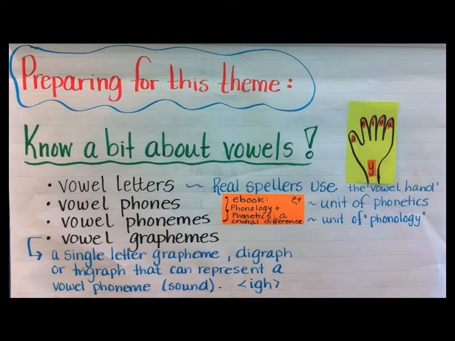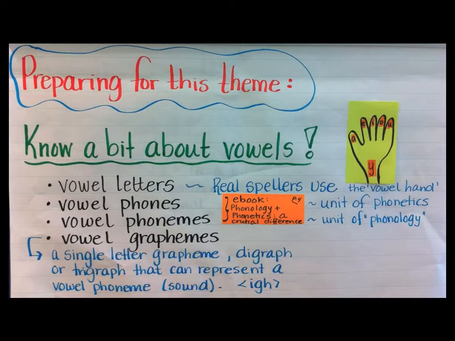Before you jump right into this theme, Melvin recommends that you consider a few things about vowels. First of all, there are 4 types of vowels that you need to keep in your head, and these are not the vowel letters alone. There's also vowel phones, vowel phonemes, and vowel graphemes. The first one, the vowel letters, in real spelling we represent using the vowel hand, which is A, E, I, O, U, and sometimes Y. Remember, touching your fingers and actually doing the hand motion of making the Y is good practice for kids to keep those in order, and the order is important.